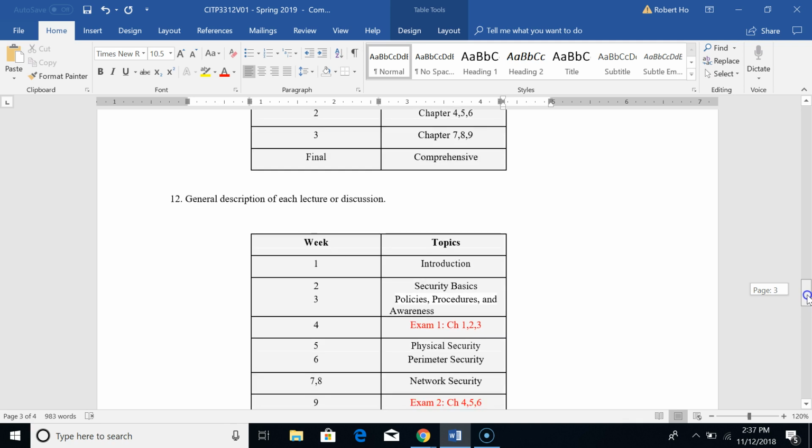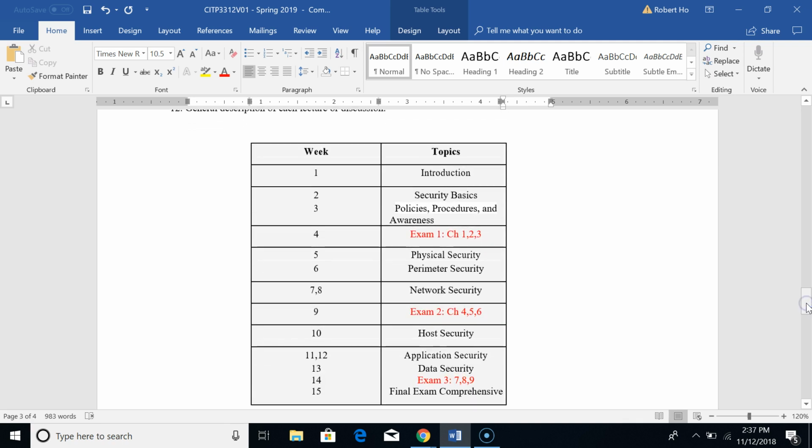Okay, general description and lecture. The way that I'm going to facilitate the learning process for the student is I'm going to organize it by weekly activities.